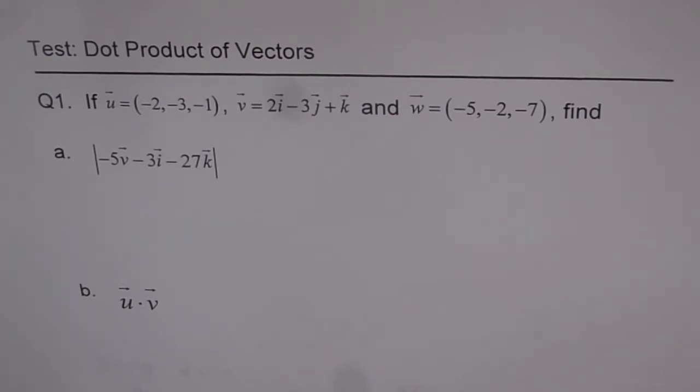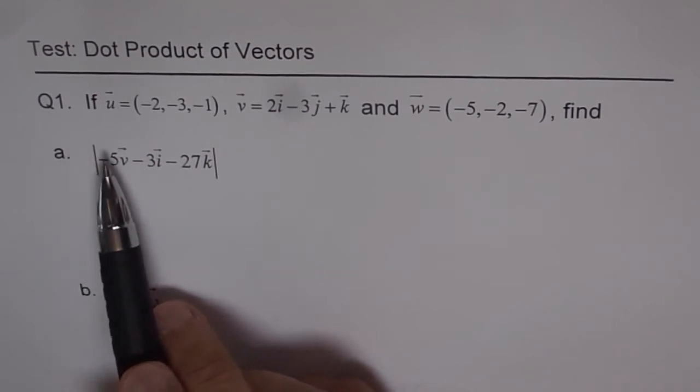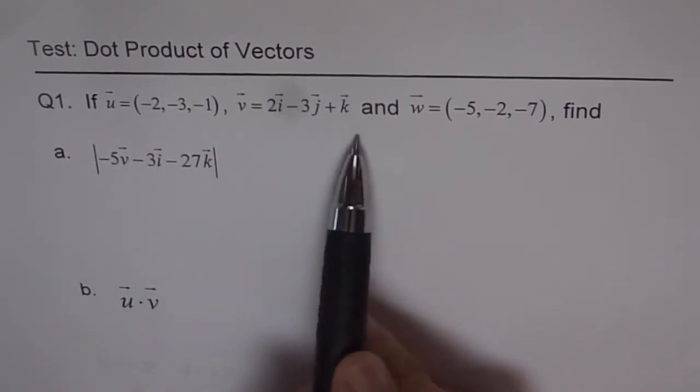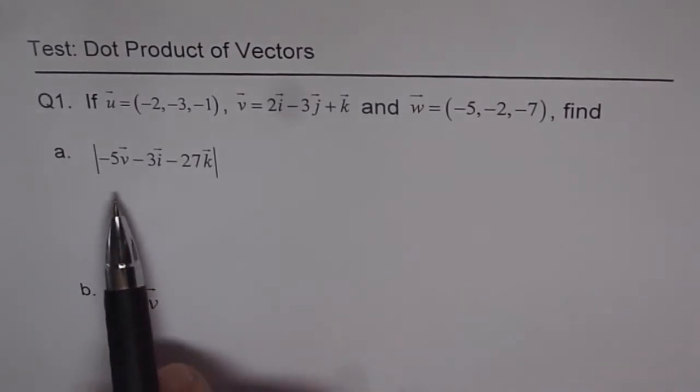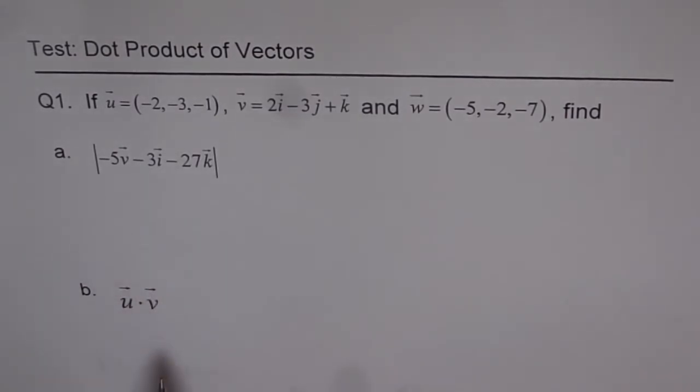So here is question number 1, and this is a test on dot products of vectors. Question number 1 is, if u, v and w are three vectors, you need to find the magnitude of this expression. And part B is the dot product of u and v. So I'll request you to pause the video, copy the question, do the solution and restart to check your solution, how close you are.